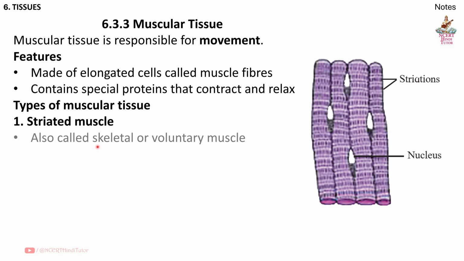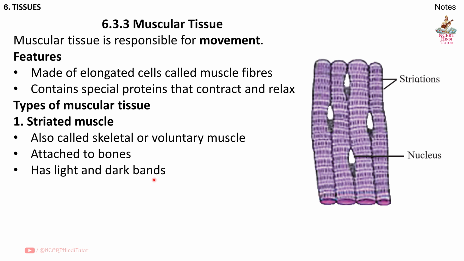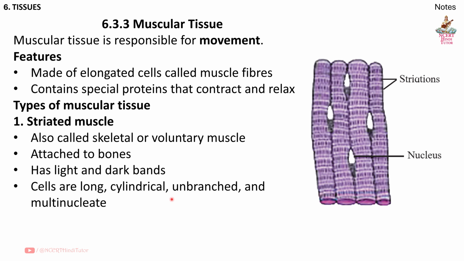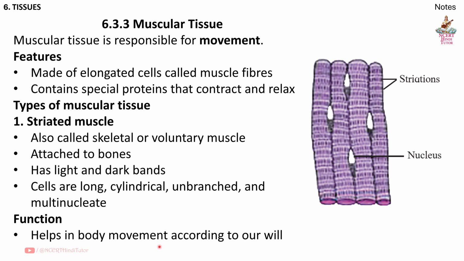This is the diagram. Also called skeletal or voluntary muscle, attached to bones, has light and dark bands. Cells are long, cylindrical, unbranched and multinucleate. So friends, as you can see, these are long, cylindrical and unbranched. Function: helps in body movement according to our will.